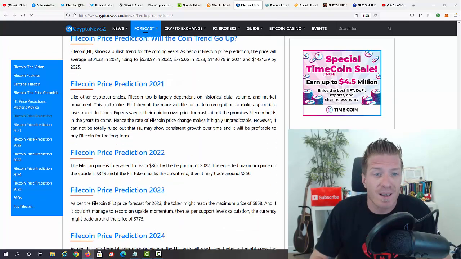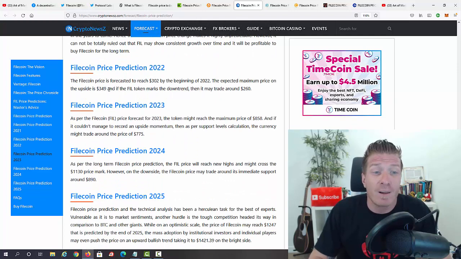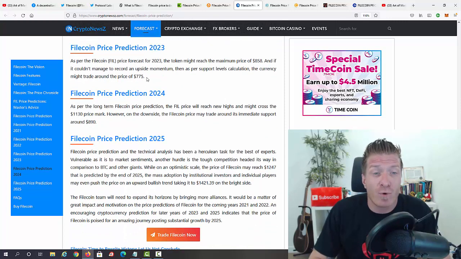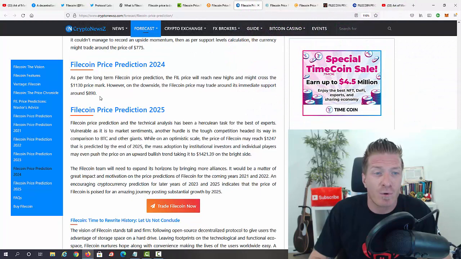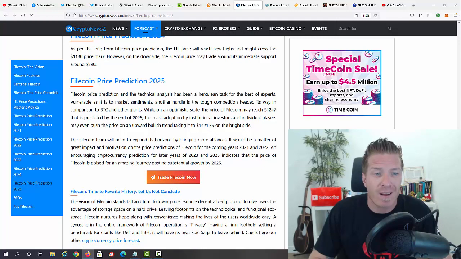And the website themselves say the Filecoin price prediction for 2022 is $302. 2023 up to 858, and the average can be 775. And then we have 2024, $1,100, and the average of $890. 2025, the maximum price can be even $1,421. So super bullish prediction from Crypto News.